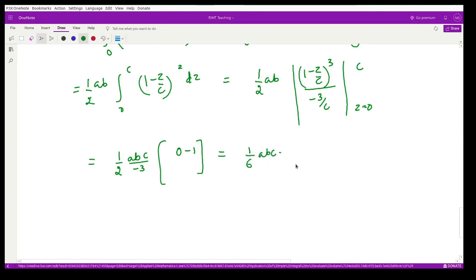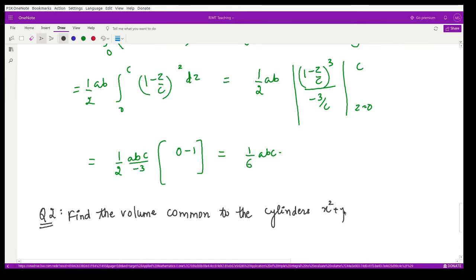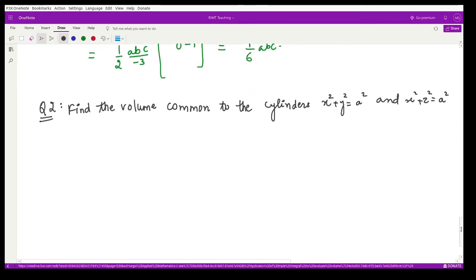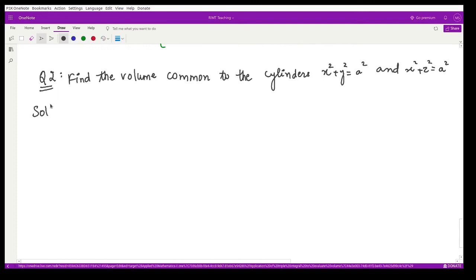So we can have a look at one more question. So write down the statement. The question is, find the volume common to the cylinders x square plus y square is equal to a square, and another cylinder is given to be x square plus z square is equal to a square. In this case, we have to determine the volume common to this particular region.